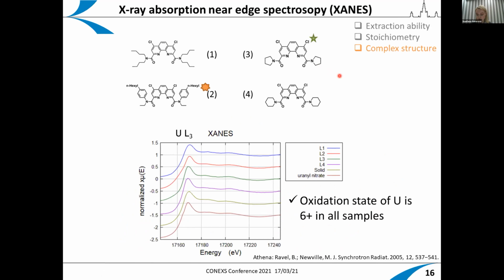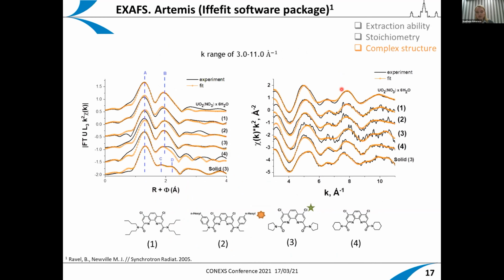XANES region confirms that the oxidation state of uranium is 6+ in all samples. EXAFS spectra were first analyzed using the Artemis program. For the data analysis, crystal data were used as a reference.